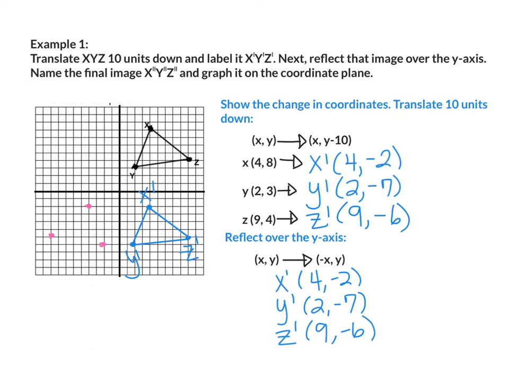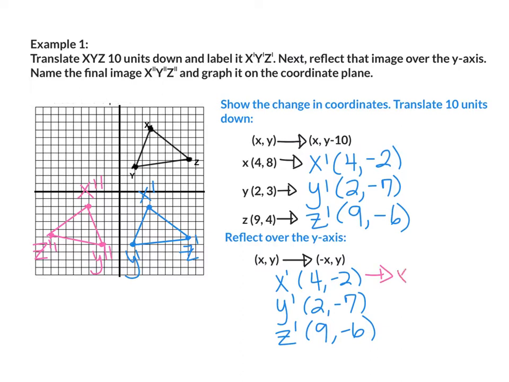Now I'm going to connect the dots. And then I'm going to label each coordinate. So this one would be Y double prime. This one is Z double prime. And this one is X double prime. Now I'm going to list my new coordinates.